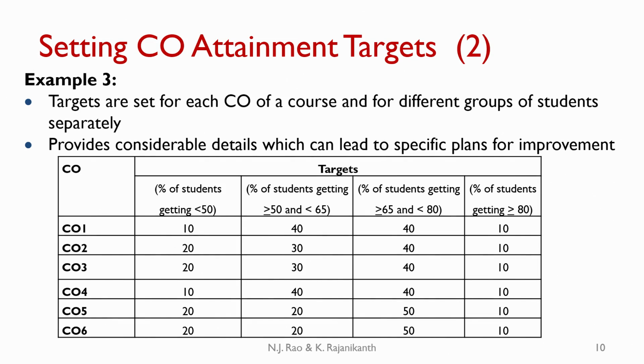So, assuming that there are 6 outcomes, we are setting different target levels for the percentage of students getting less than 50 marks. Now, this is considerable detail, and this can be used to plan specific activities for improvements in the attainment when the planned targets are not met. But this is considerably more complex, and it may take quite a lot of effort to compute these attainment levels in this particular fashion.